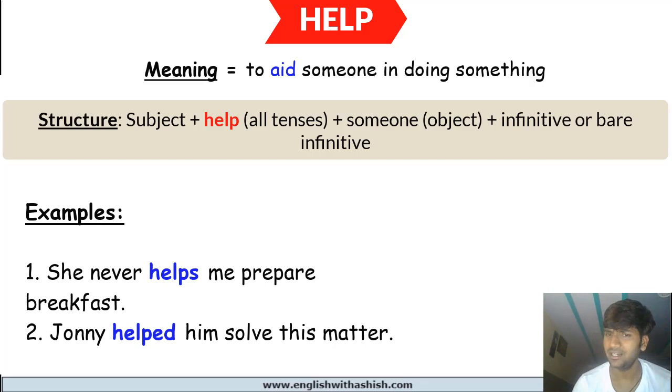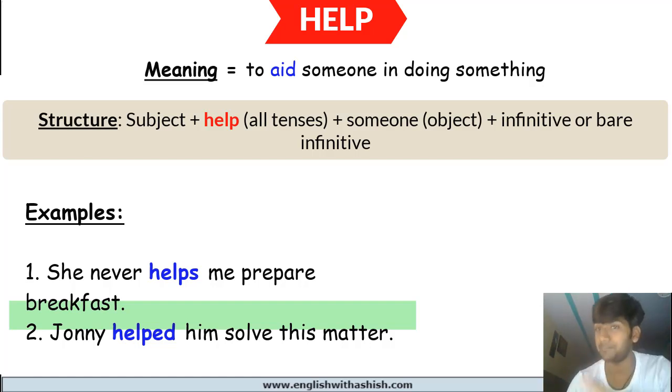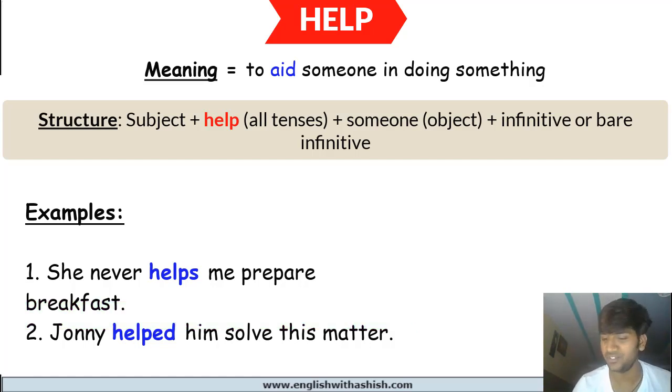Okay. More examples. She never helps me prepare breakfast. She never helps me to prepare breakfast or prepare breakfast. Johnny helped him solve this matter. Johnny helped him, aided the person do something, solve the matter, or to solve this matter. That is how we use the semi-causative help.